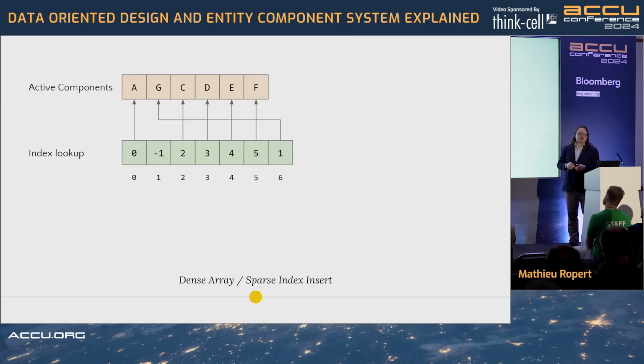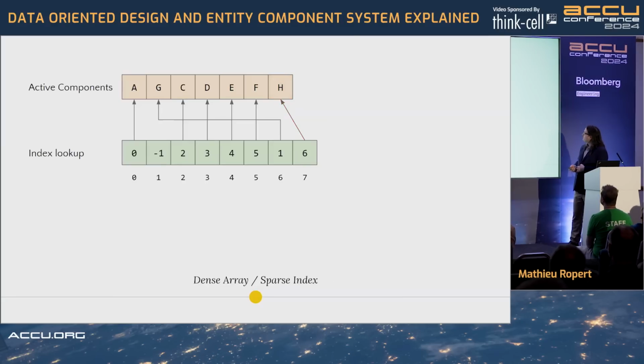Now maybe we want to add something. Well, adding is easy, right? We add it here. Then it's a new thing. So we call it 7 because it's a new entity. And we say it's at physical index 6 and we just push it back. Easy money.